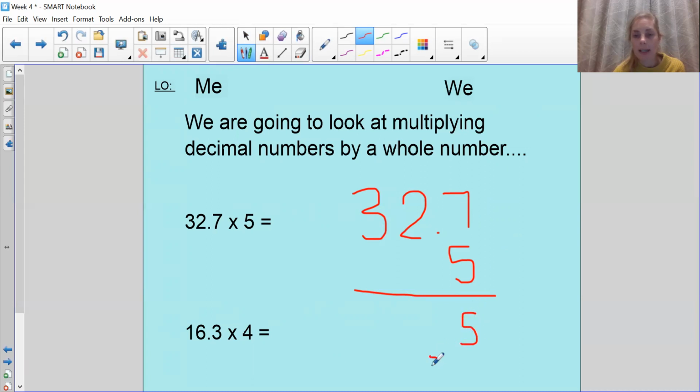Right, 5 times 7 is 35. So I put my 5 and I carry my 3. Right, then I can put my decimal if you want straight away. So I have one digit after my decimal. Right, so then 5 times 2 is 10. 10 plus 3 is 13. Carry the 1. And 5 times 3 is 15. Plus 1 is 16. And that is my answer.